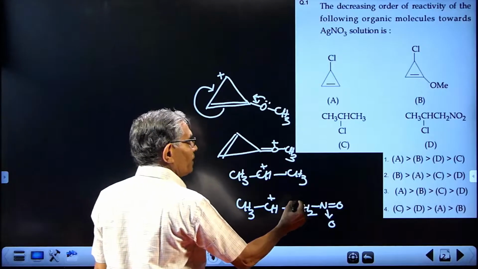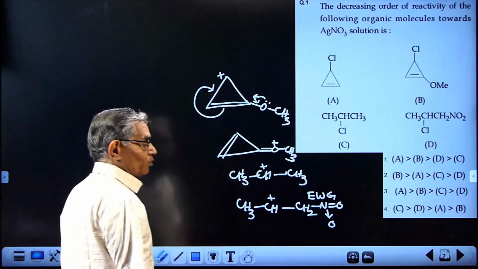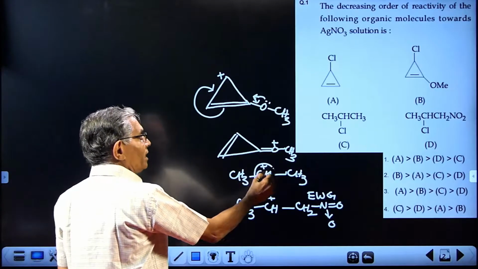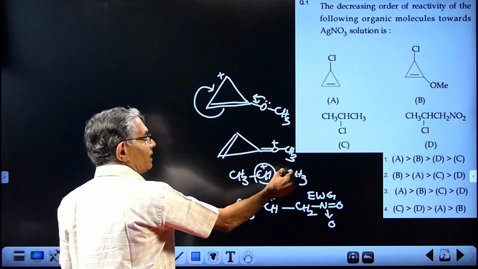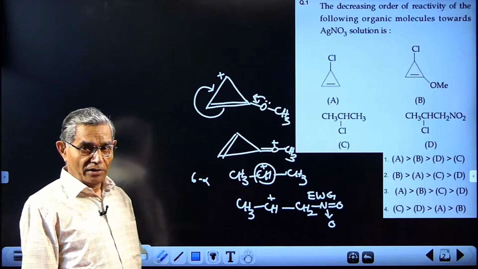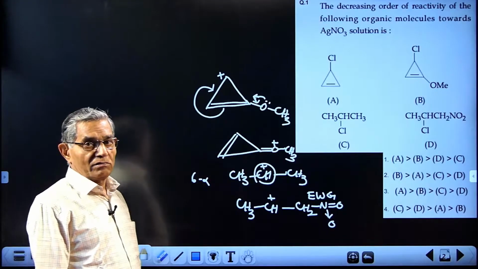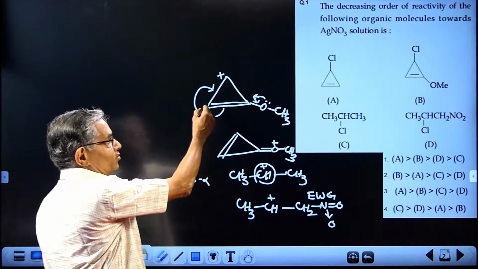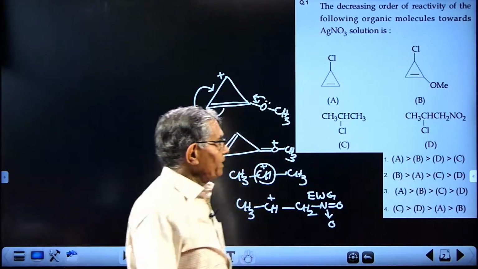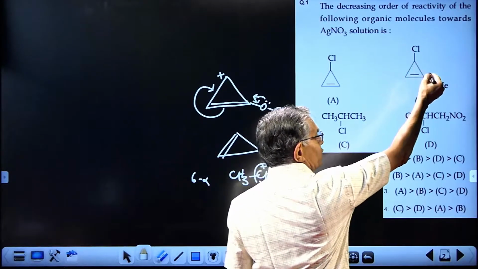So, this group will be having electron withdrawing effect, electron withdrawing group. That means it is the least stable. This will be stabilized by hyperconjugation. One CH3 here, another CH3 here, total 6 alpha hydrogen atoms, stabilizing this carbocation. Anyway, aromatic rings are more stable than these types of ion. So, naturally, the most stable being this one, this molecule will have the maximum tendency to separate that Cl minus. So, B will be having the maximum tendency.